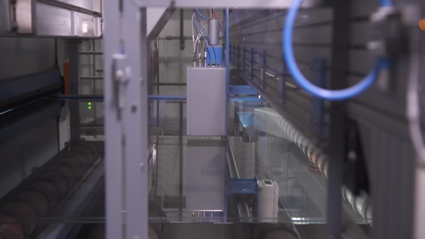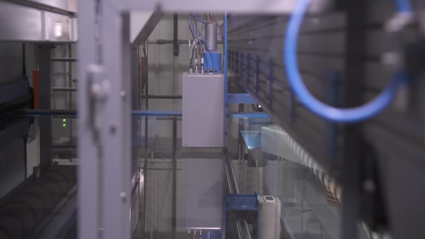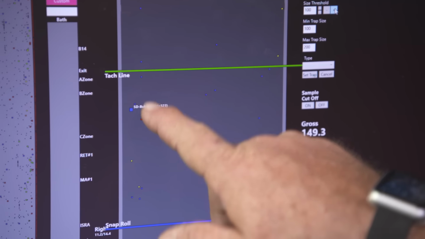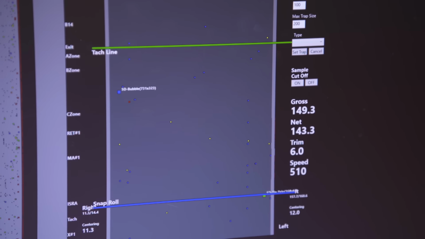Okay. Here we have cameras that are looking for any of those defects. You can see the defects on the monitor. It'll make an impression right here, and it follows it all the way through. Right. So this is our glass.